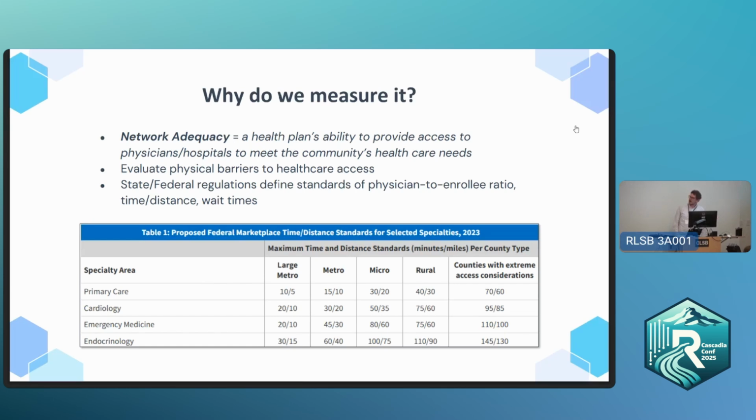And so just taking a look at that first row of primary care specialty in a large metro county like Multnomah County, for instance, there is a maximum time or distance standard of 10 minutes or 5 miles. Basically, this says, in order for a healthcare network to be adequate, it has to provide access to a primary care physician within 10 minutes or 5 miles. That is the standard by which your network either is or is not adequate.